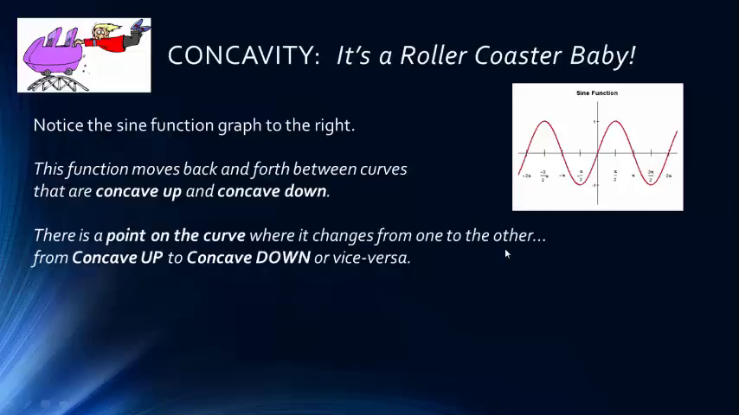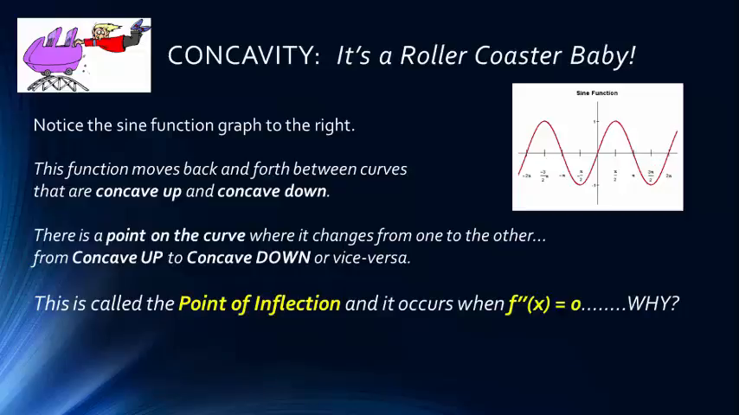Okay. Now there's a point, because it's going from concave up to concave down, there's a point on here where it has to switch back and forth. Now the sine curve is a nice one to see that, because all the x-intercepts are that point on the curve where it goes from concave up to concave down, or vice versa. This is called a point of inflection. Okay, so in this graph here, the points of inflection are all the x-intercepts. So it has one here, here, here, here, and if we continued on.